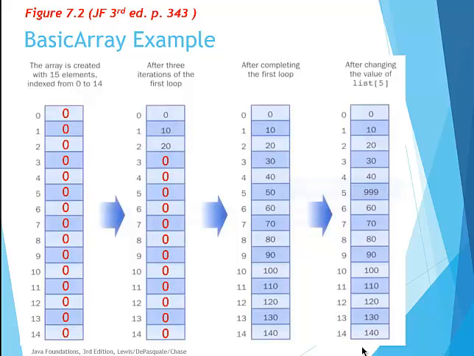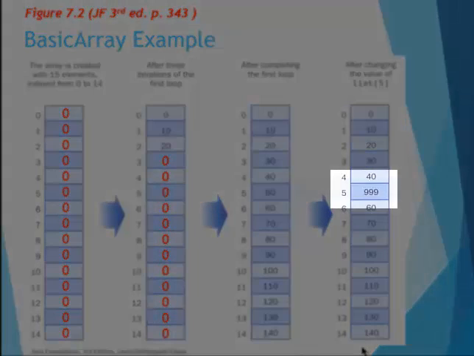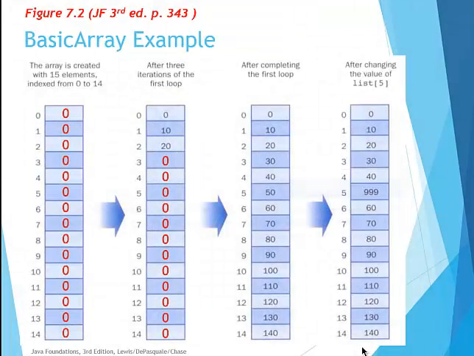The third column is a snapshot of the memory after finishing the first loop. Then we assign 999 to the sixth element, whose index is 5. So the last column shows us the contents of the array before we begin the second loop, the for each, which will print out all 15 of the list array elements in order from list sub 0 through list sub 14.